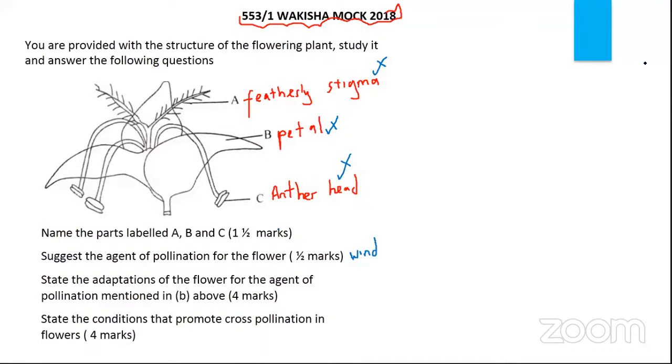But in most cases, we begin with what is available. Because whether they are seen or not seen, the moment wind comes, it will do the job. So let's think of another. Maureen is saying that it has long thin filament for holding anthers outside the flower. I like that answer, long thin filament for holding the anthers outside the flower.